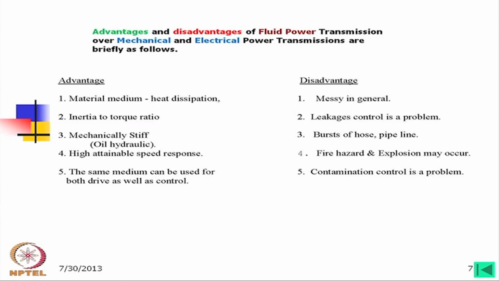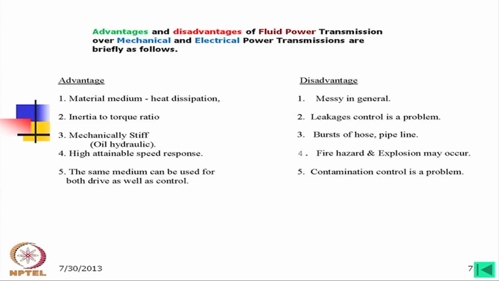But there are disadvantages too. Number one, messy in general. Second, leakage control is a problem. Third, bursts of hose pipeline that cause accidents, and we should take utmost care in this regard. Apart from that, in case of mineral oil, there is fire hazard and explosion may also occur.